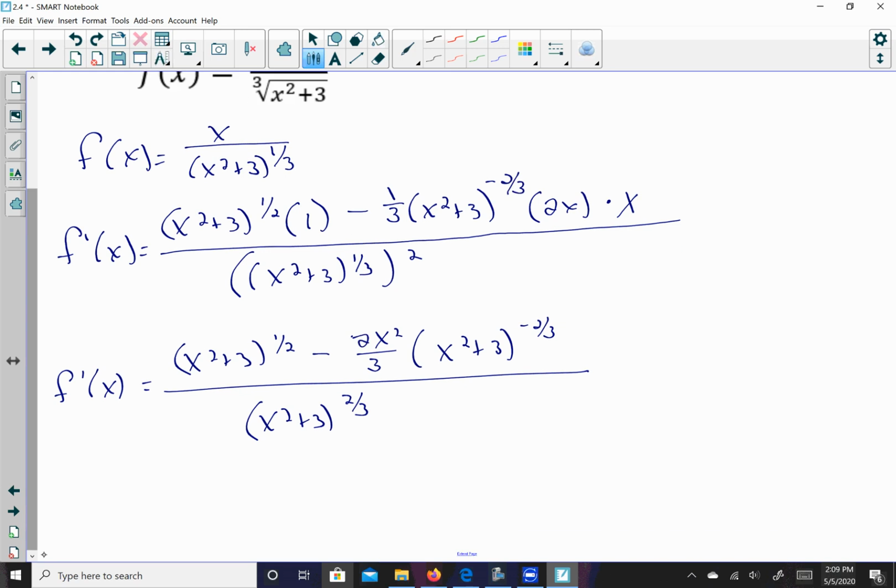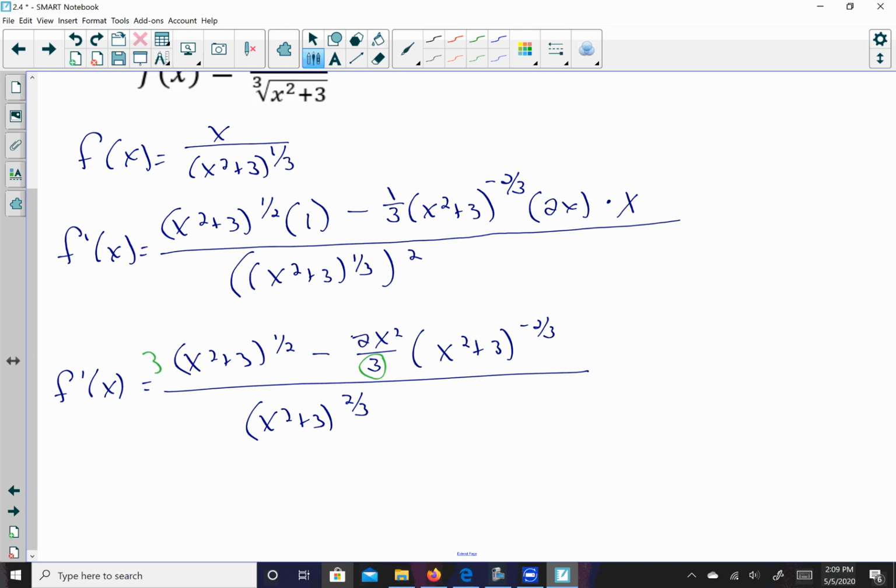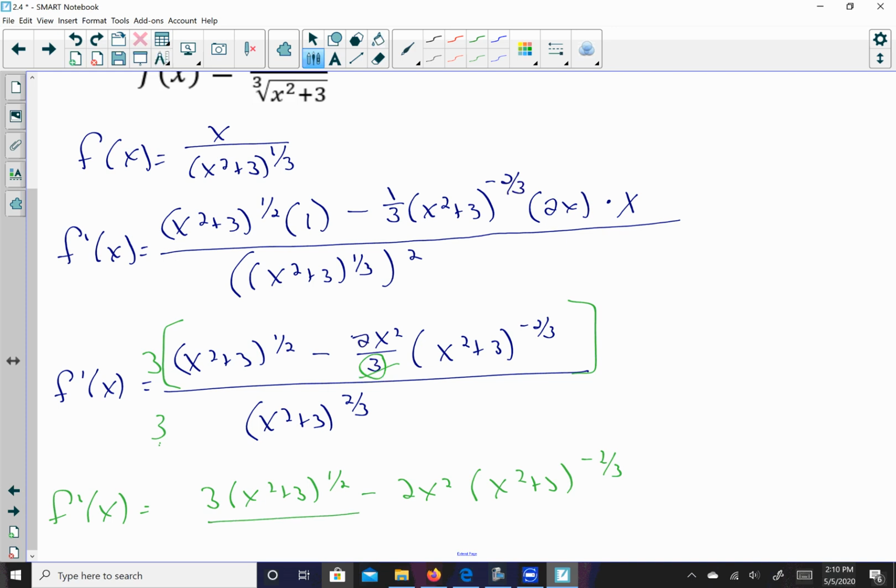Okay, can we all agree to get rid of this 3? To get rid of this 3, I'm going to multiply both numerator and denominator by 3. So these 3's will simplify, but then I'll have 3 times x squared plus 3 to the 1/2 minus 2x squared times x squared plus 3 to the negative 2/3. And this is all over 3 times x squared plus 3 to the 2/3 power.